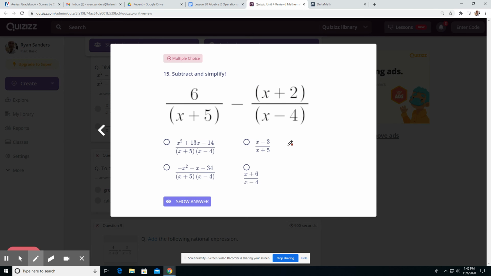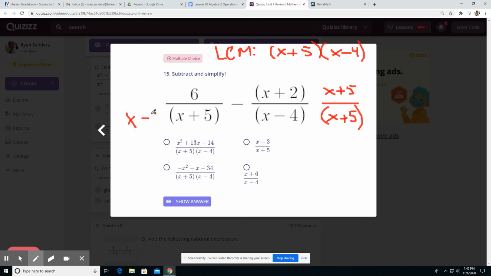All right, last problem. Yay! Least common multiple is what? Well, do you remember? They're different, so we just multiply them. x plus 5, x minus 4. This one's missing the x plus 5. This one's missing the x minus 4.